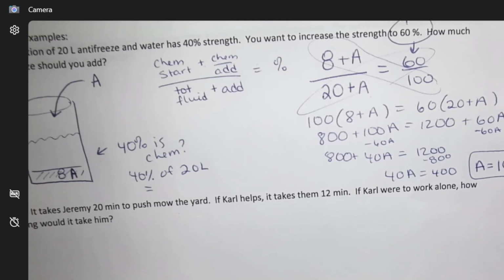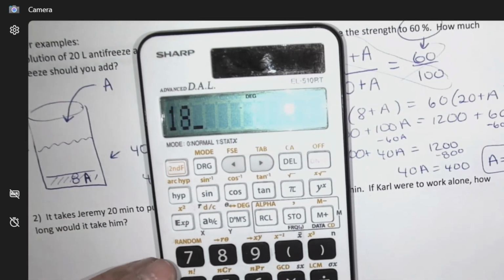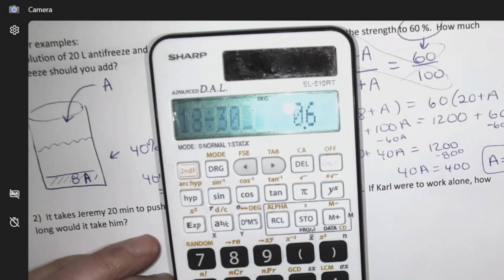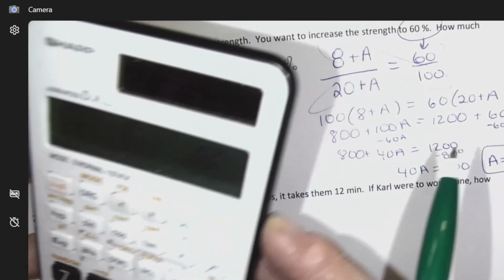So I'm going to think about my answer. At the very end, I would have 18 liters of the chemical, and I have 30 liters of all fluid. So if there was 18 of chemical divided by 30 of the entire fluid, look at that. 0.6, right? 60%.